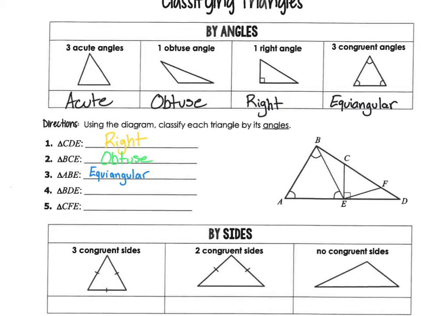Okay, you look at the next one. BDE. So this one. So BDE is in the red right now. It's got a right angle inside of it, but if you look here, this goes all the way here. So that's going to be bigger than 90, right? So what type of angle would that be? If it's bigger than 90, is that acute or obtuse? Obtuse.